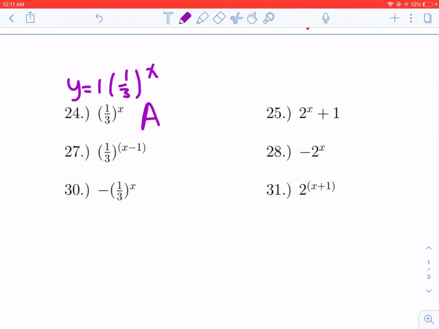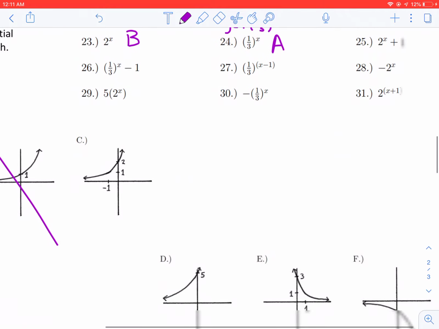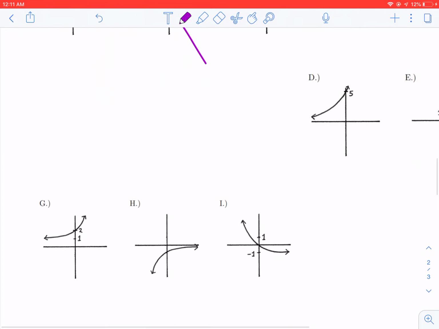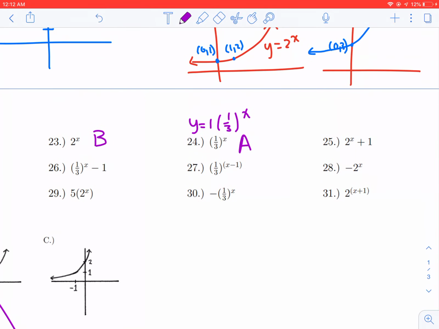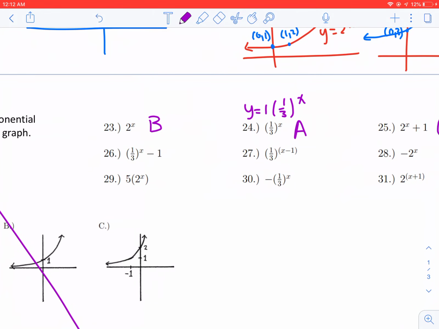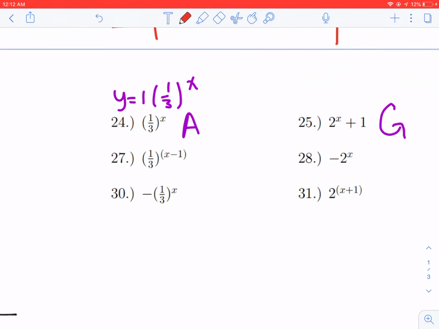All right, 25. That's a vertical shift up 1 unit. So our horizontal asymptote should be at y equals 1. And that one looks like choice G. All right, I want to skip 26 and 27 for now. I'll save those for a little later. They look a little challenging to me.